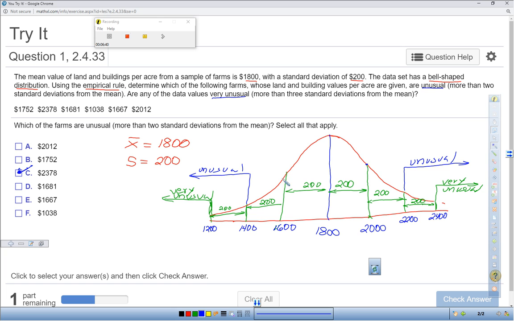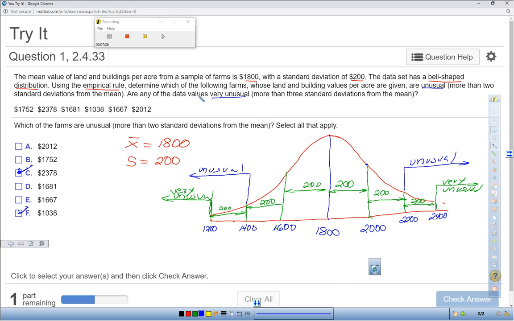1,681? 1,681 is going to be over here. No, that is not unusual. 1,667 is over here. No. And 1,038 is going to be less than 1,200. So it's going to be over here. Actually, that is very unusual. Unusual is from here to the left, so this is included in that range. So the unusual ones are going to be C and F.